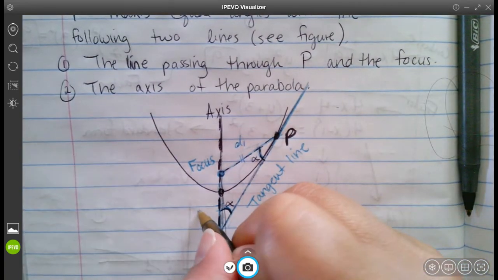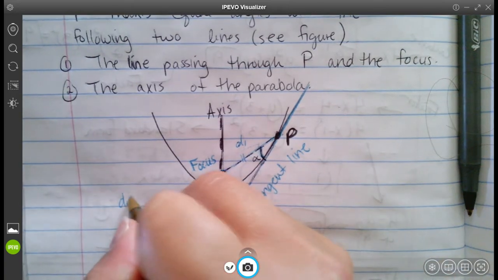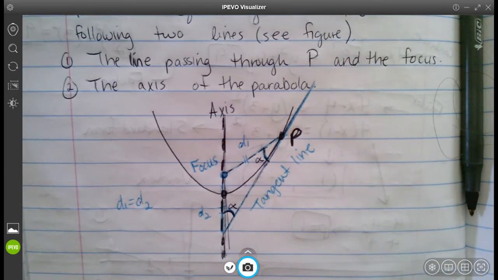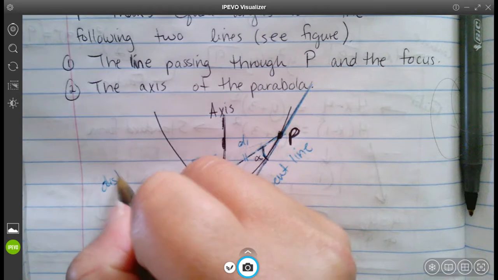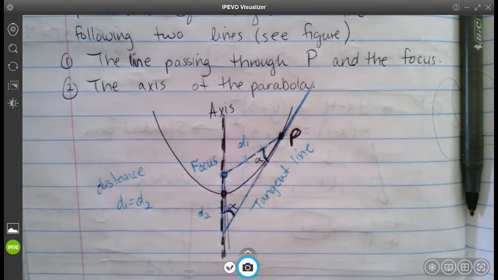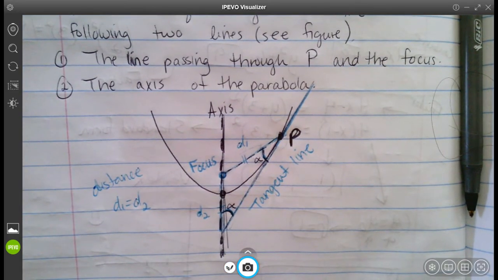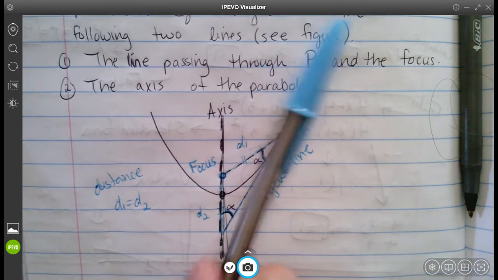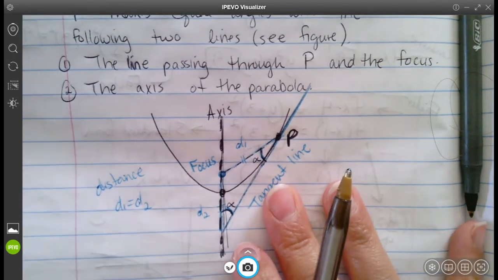distance 1 and distance 2 are equal to each other, okay, and this is the distance. I don't want you to confuse it with the directrix. Going back to the tangent line, because I kind of just went over it. The tangent line represents this line, and I actually drew this line using my paper.